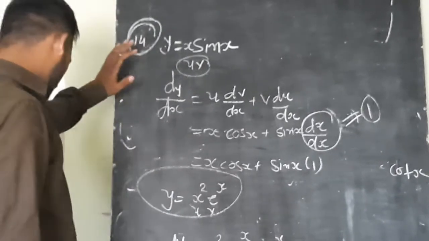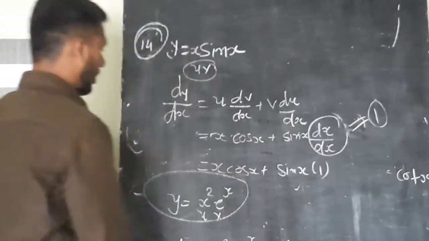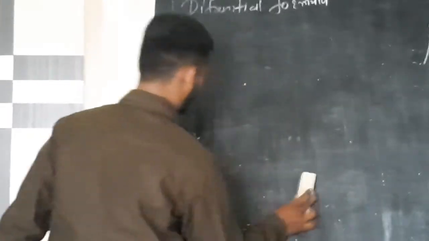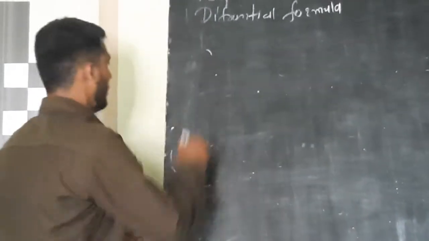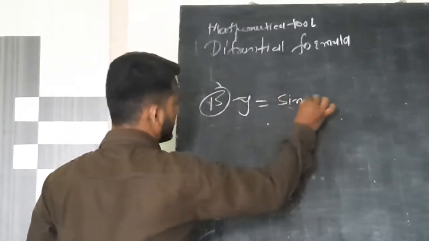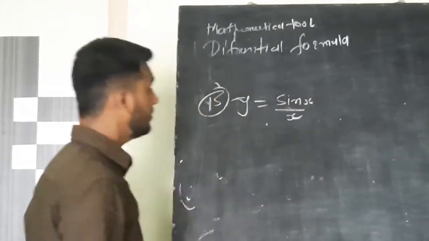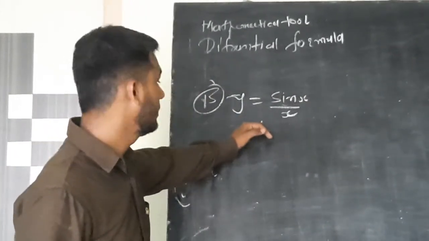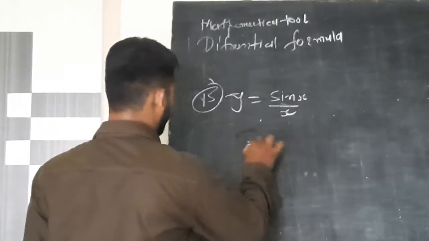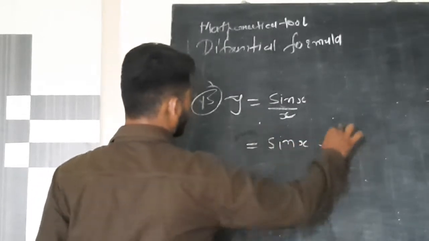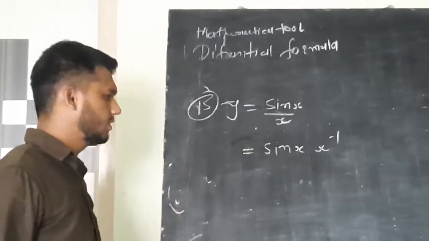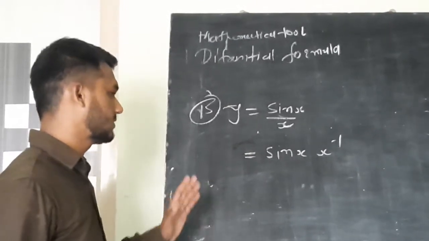Now suppose we have y is equal to sin x upon x. Then you might say, sir, we can write sin x into x raised to minus 1, so you can do it by the previous example. It will work, but it's not necessary to do it like that.